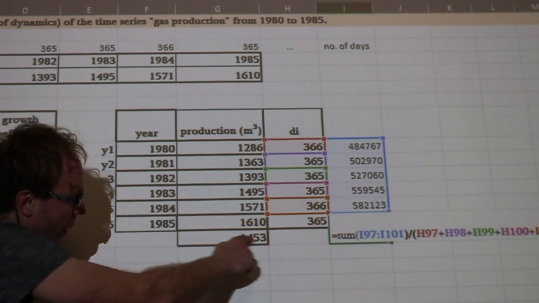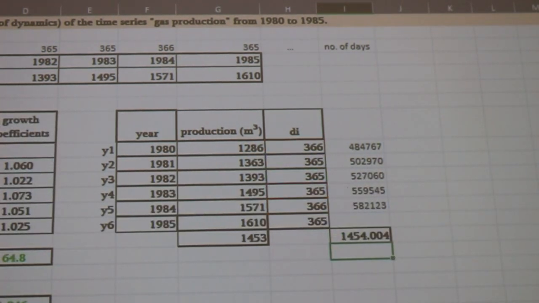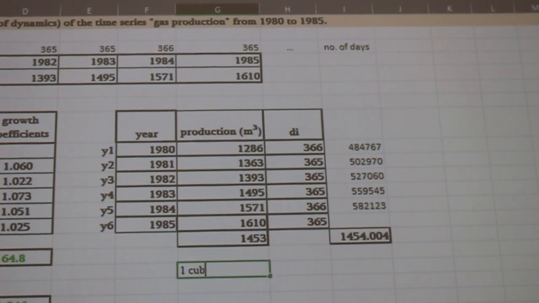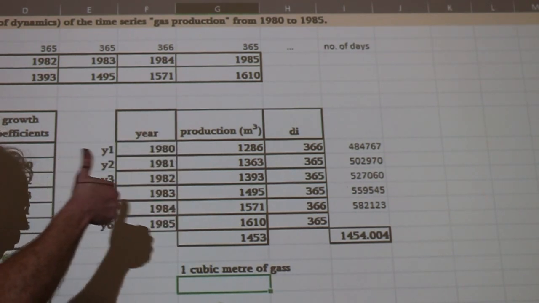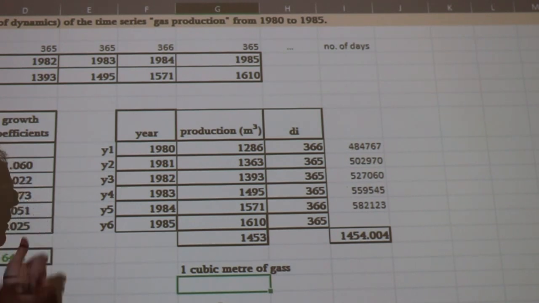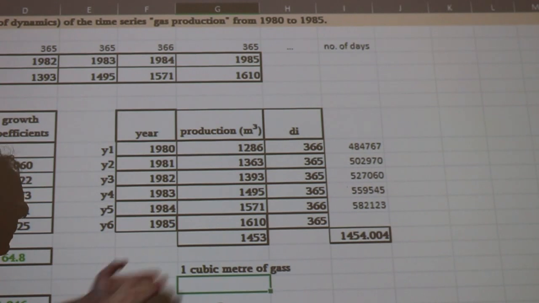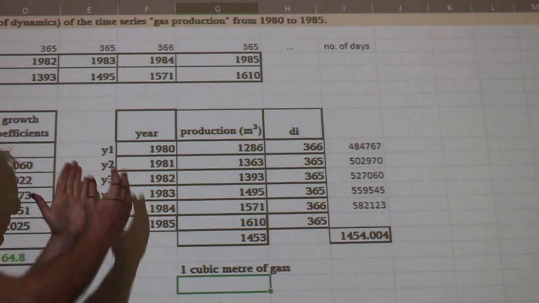Press enter and we can compare this result with this result. Enter, and you can see there is a difference of 1 cubic meter of gas. So this is a difference. It's a very small difference, but because this is an annual time series, and one day, probably one working day, is not such a big difference if you use the classical mean or this weighted version of the mean.